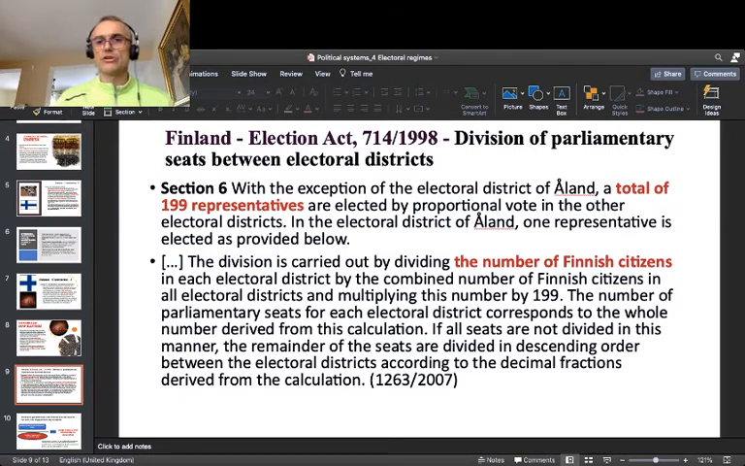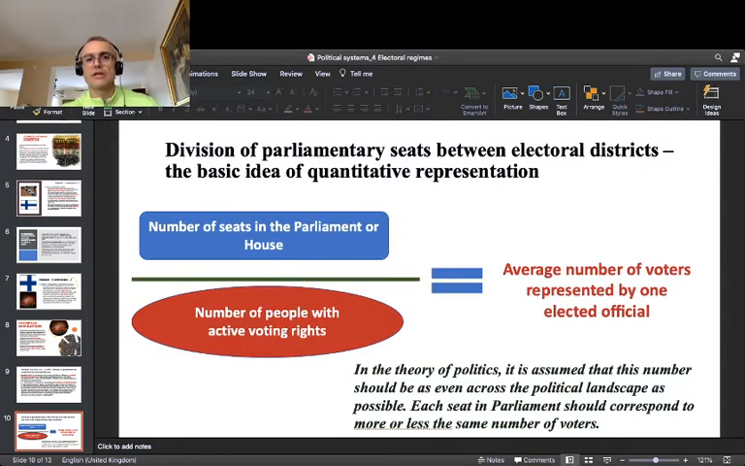If all seats are not divided in this manner, the remainder of the seats are divided in descending order between the electoral districts according to the decimal fractions derived from the calculation. Looks complicated, so let's break it down. This passage embodies the concept of quantitative representation. So, as you have those maths hidden in the text, it goes like that.